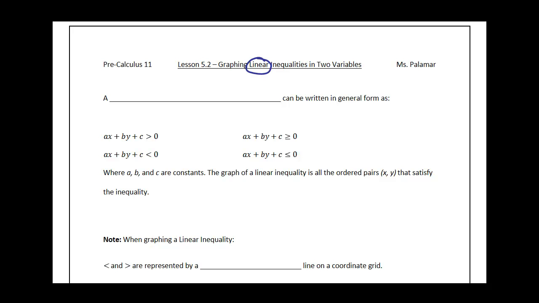There are a couple of things we need to cover before we start solving these kinds of questions. A linear inequality in two variables can be written in general form as ax plus by plus c greater than 0. We also have it less than 0, greater than or equal to 0, and less than or equal to 0.